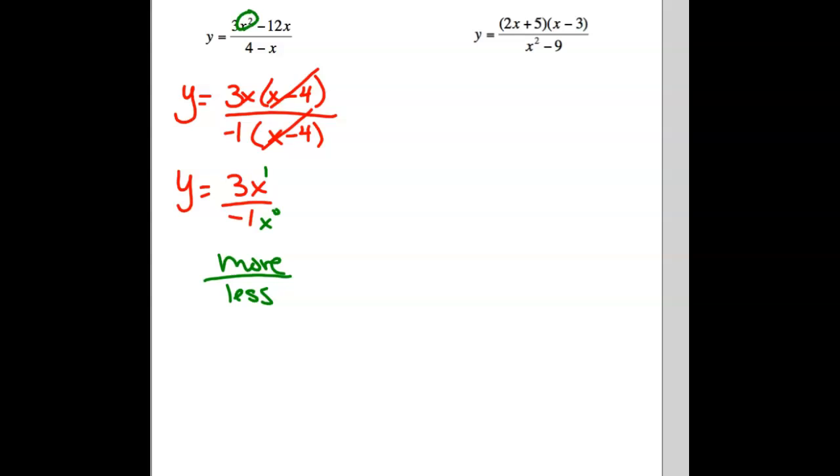So we have more on top, less on the bottom, which we could see here. Top degree is 2, bottom degree is 1. So it's more over less. So we could actually find the horizontal asymptote without even factoring it. So our horizontal asymptote, since the top is bigger, we don't have one. We say none.